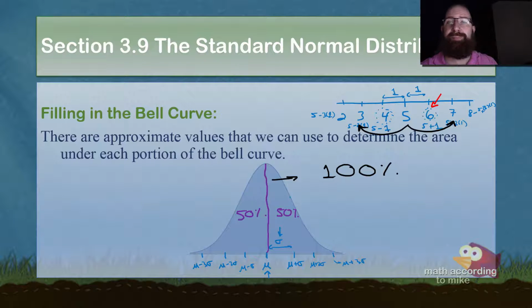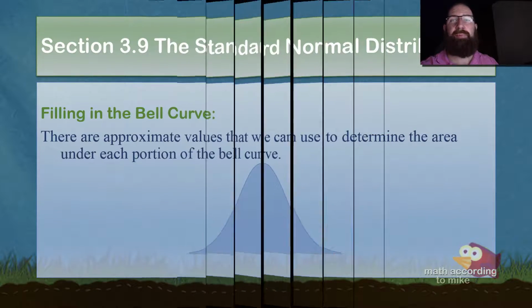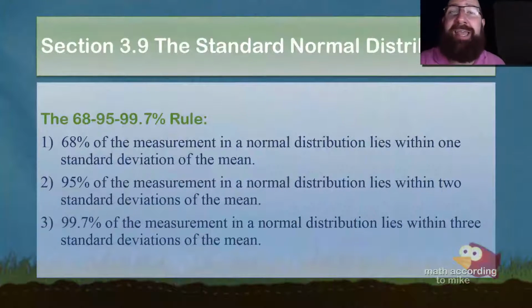Okay, now we're going to see how the sections break up. And remember that because we don't have a straight line going across, each section does not have the same value. To break it up, we need the 68-95-99.7 rule.